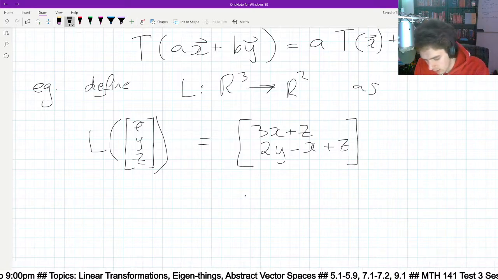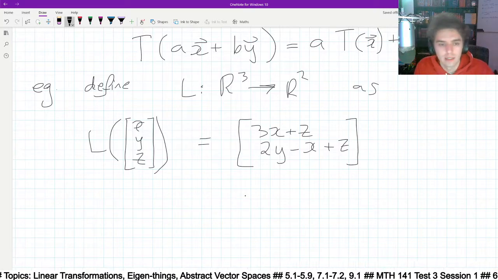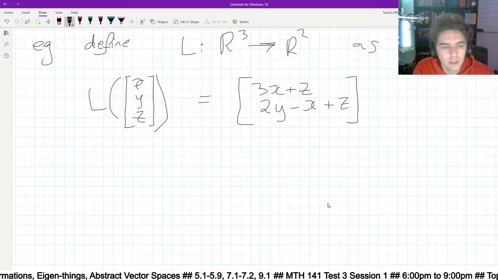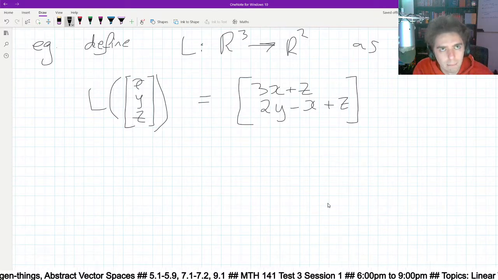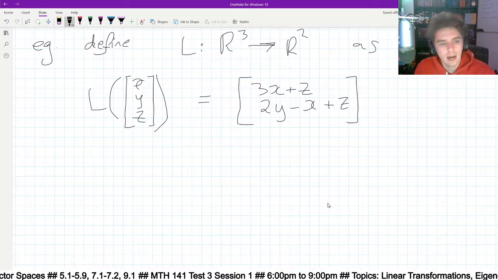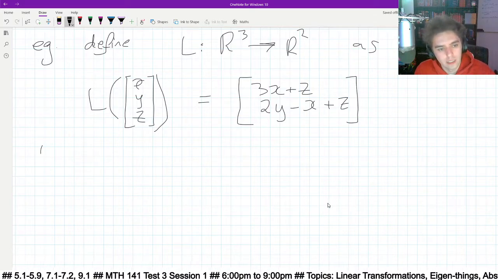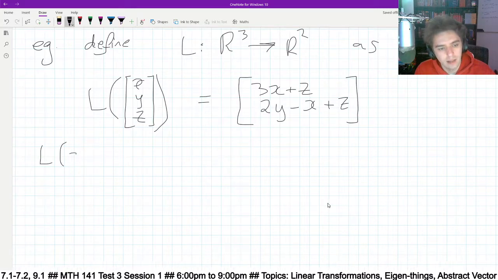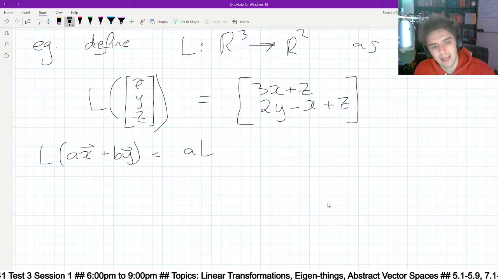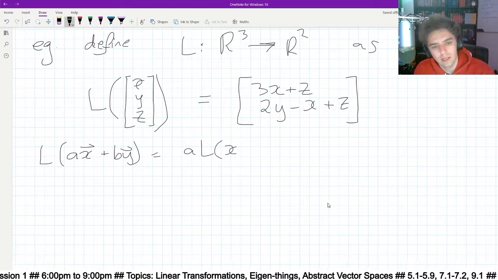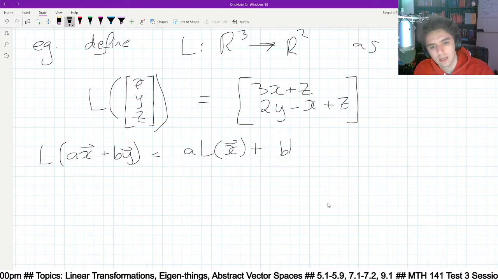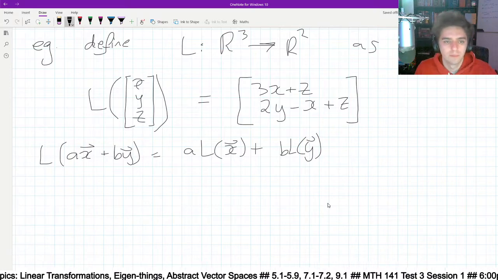And it is. So we can show that it is. So let's see if we can do it. I'll do it in 2 steps, but you could probably do it in 1 step. Maybe I'll try both. Okay. So to show that's a linear transformation, we need to prove that L of ax plus by should equal a times L of x plus b times L of y. We need to show that that's true.